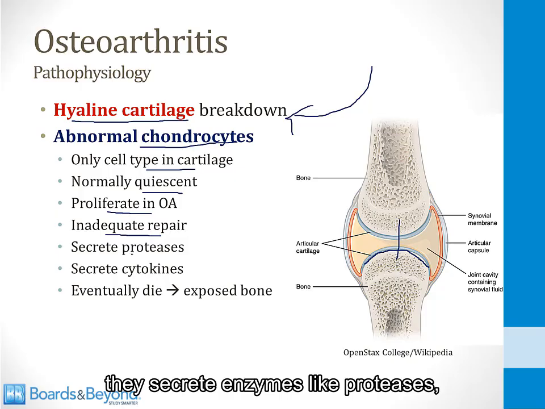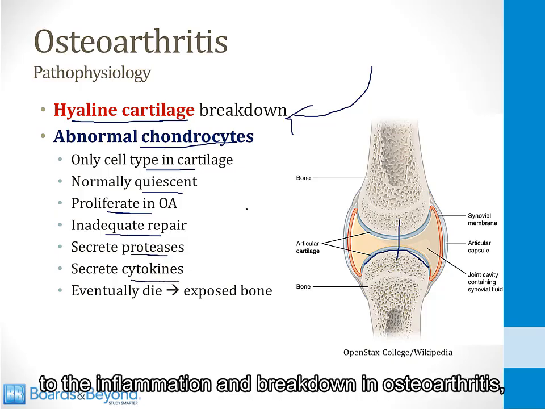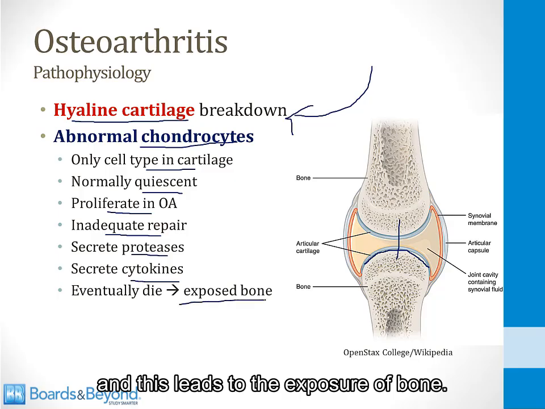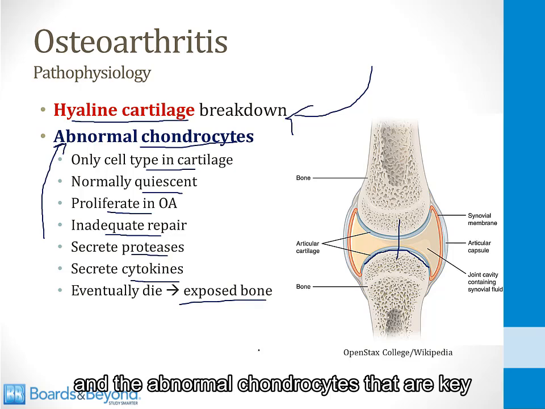They secrete enzymes like proteases. They also secrete cytokines, and this all contributes to the inflammation and breakdown in osteoarthritis. And then eventually they die, and this leads to the exposure of bone. So make sure you know that it's the hyaline cartilage and the abnormal chondrocytes that are key to the development of osteoarthritis.